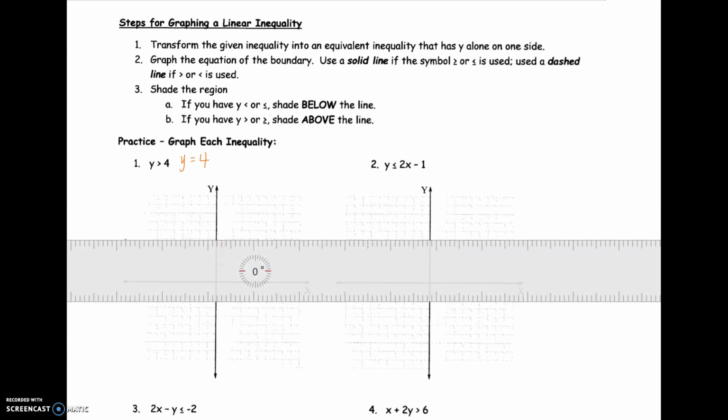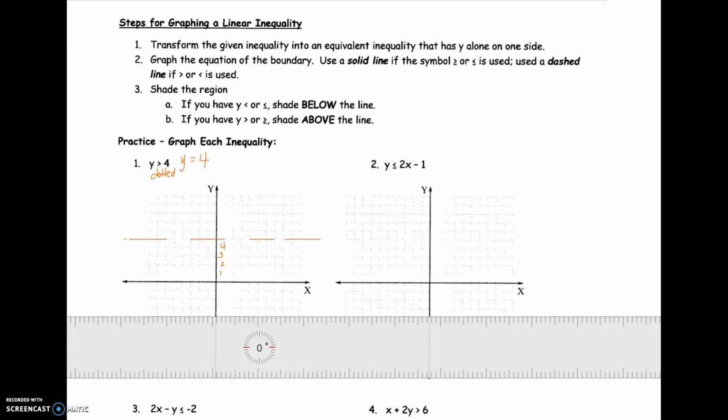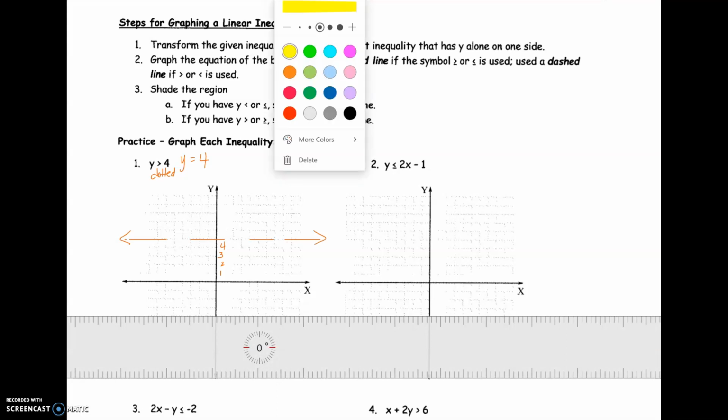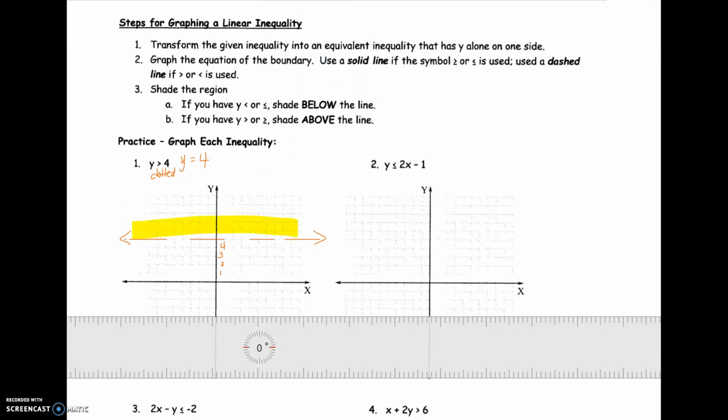So is it going to be solid or dotted? And it's going to be dotted, and we know that because there is no equal to with our greater than. Okay, so we make a dotted line. Then from there we shade. How do we know to shade? Well, it says y is greater. Where are the values greater? They're greater above the line.